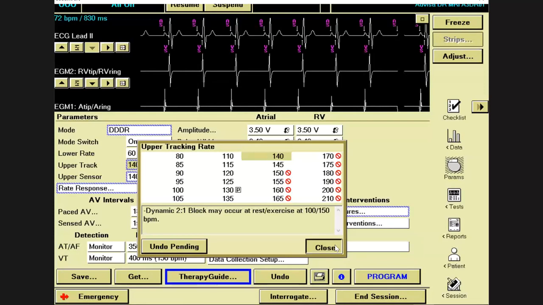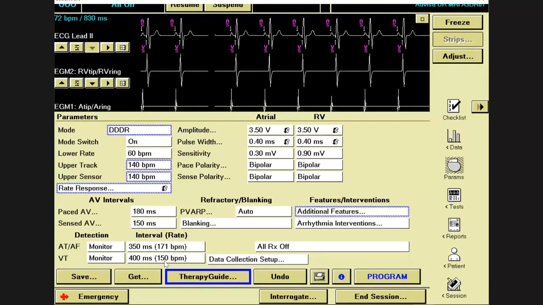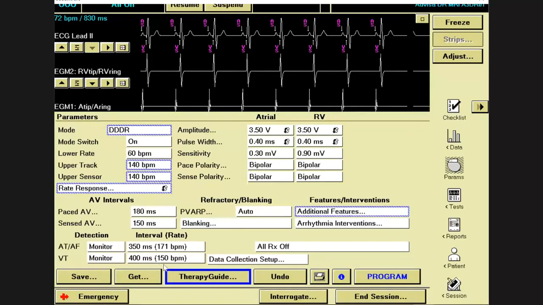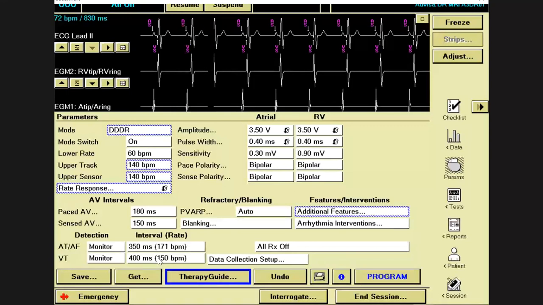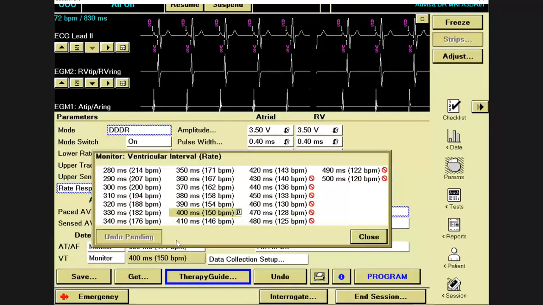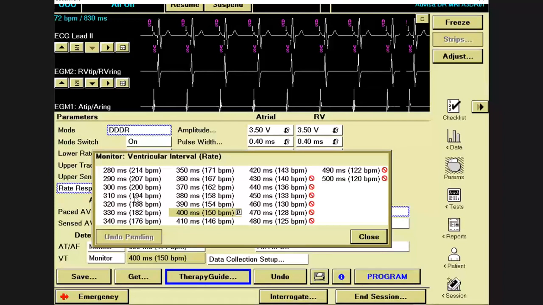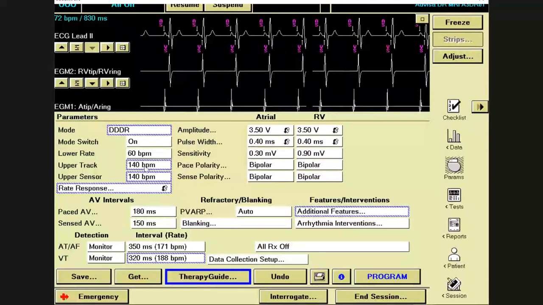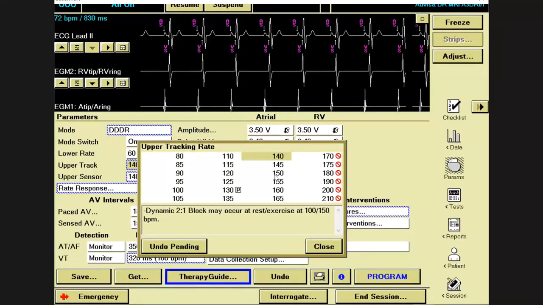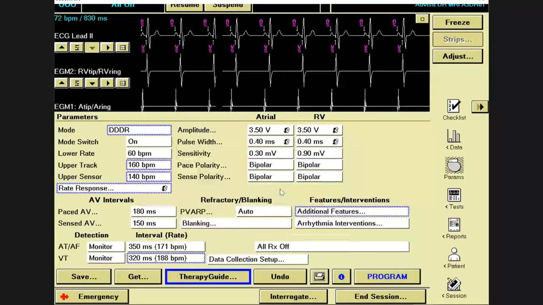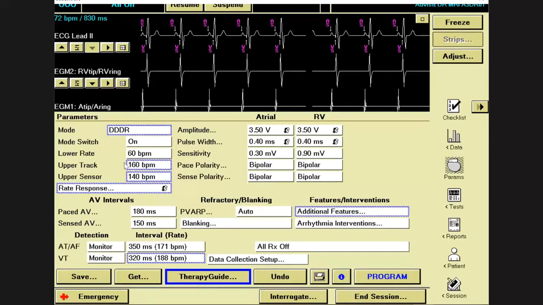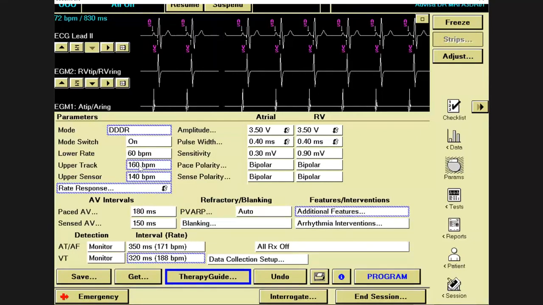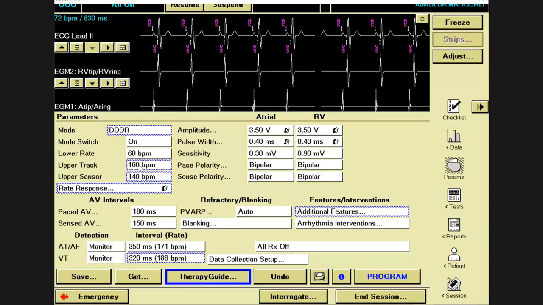That's because in this case, we have put our VT monitor rate, although this is not going to do any intervention for VT, the monitor rate is 140. That is why it is not allowing us. So we will program the VT monitor rate to, just for the sake of this programming, let's say 180, 190 beats per minute. Now this will allow us to program an upper tracking rate of, let us say, 160 beats per minute. Right, so you want to give 160 beats per minute 1:1 tracking for this younger patient who is just about 15 years old with congenital complete heart block.